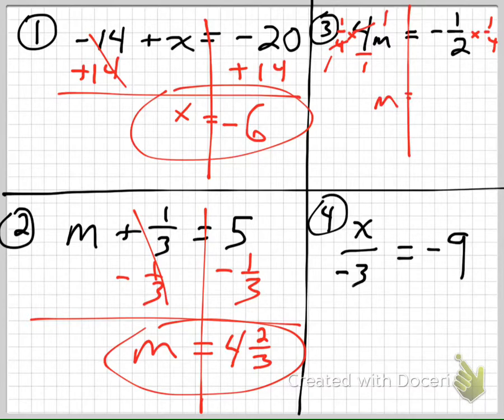M equals a negative times a positive is a negative. What is that? Negative 1/8, right? 1 times 1 is 1, 2 times 4 is 8, negative 1/8. How many of you got that?